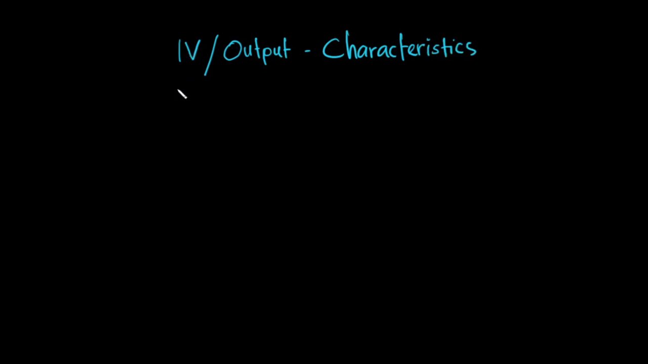Up to now, the characteristics we have been seeing were all transfer characteristics. I said in a previous lecture that in this course we will be dealing with three types of characteristics: IV characteristics, transfer characteristics, and another type of graphs that we draw, waveform graphs.